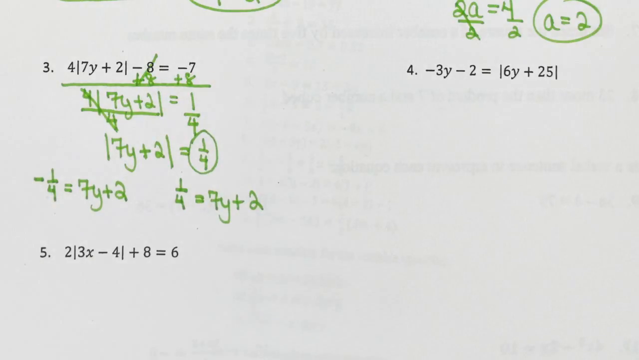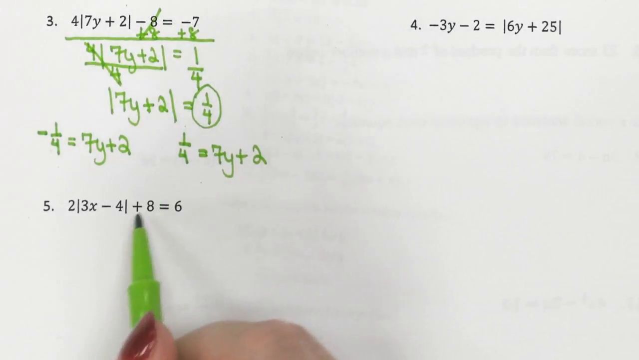All right, let's skip 4 for right now, and let's go to 5. Let's skip 4 and go to 5. All right, number 5, what do I have to do first? Subtract 8. There you go.